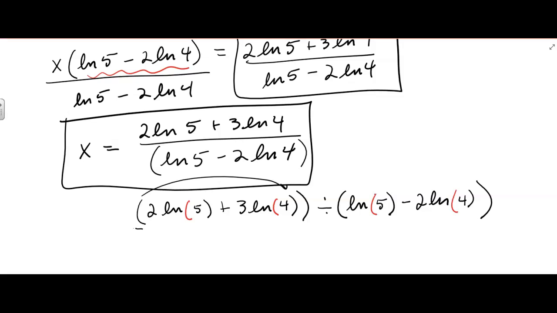So parenthesis 2, natural log 5, close the parenthesis, plus 3, natural log 4, close the parenthesis, divided by parenthesis, natural log 5, close the parenthesis, minus 2, natural log 4, close the parenthesis, equals, and I'm getting like negative 6.34.